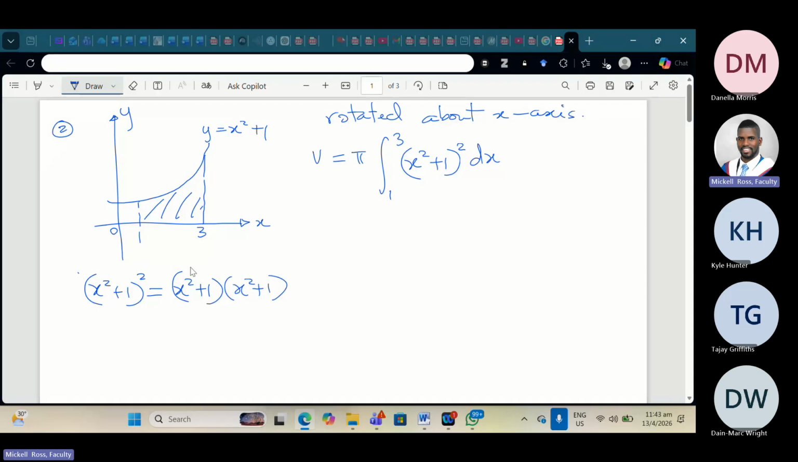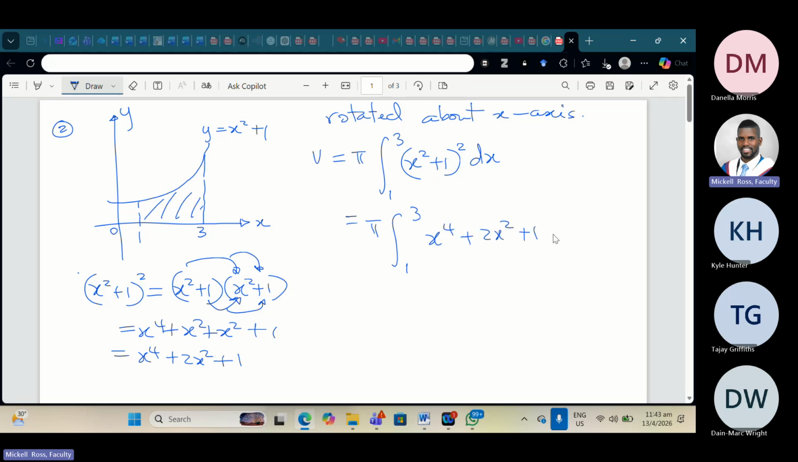So x squared times x squared. X squared times x squared is going to give you x to the fourth. X squared times 1, x squared. 1 times x squared, x squared. 1 times 1 is 1. So it's going to be x to the fourth plus 2x squared plus 1. So it is going to be pi times the integral from 1 to 3, x to the fourth plus 2x squared plus 1 dx. So we're going to integrate.